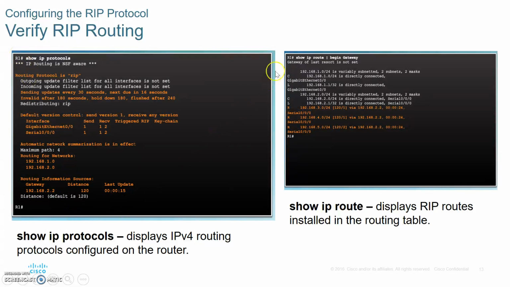Another command you can run is show ip route. If you're running RIP and your router is exchanging routes, you should see routes that start with R. It will display the RIP routes. So this shows that your RIP is running fine.